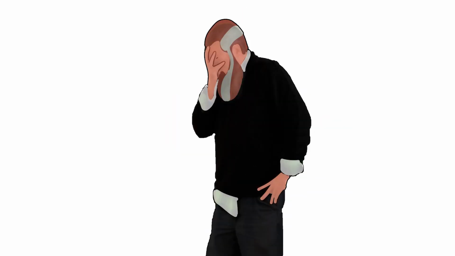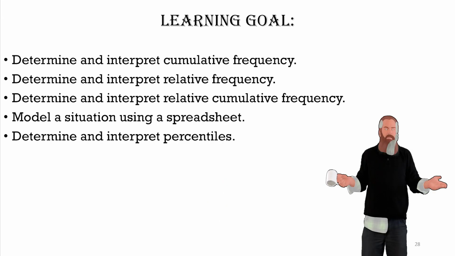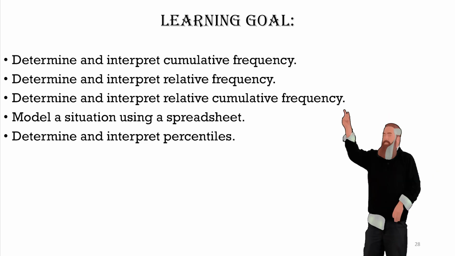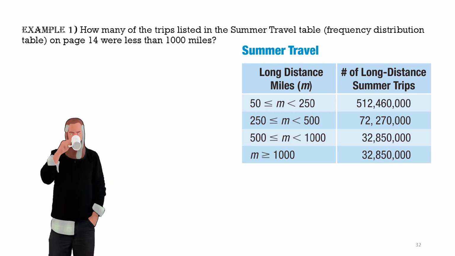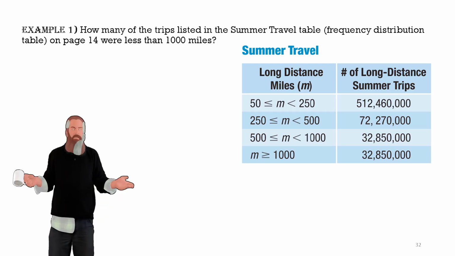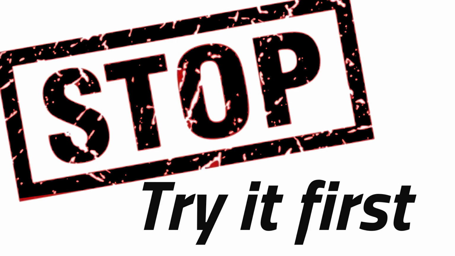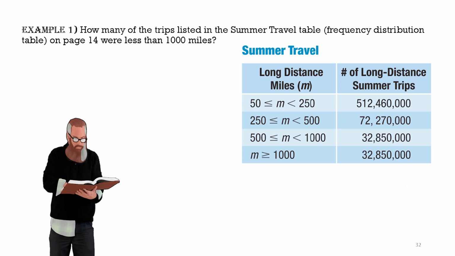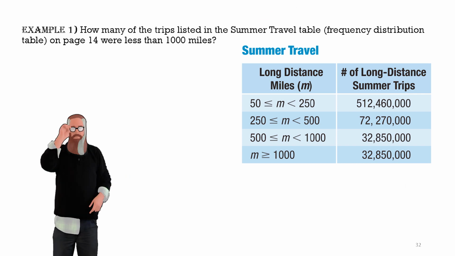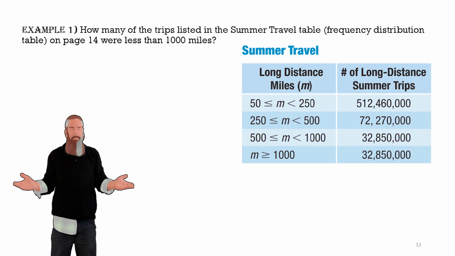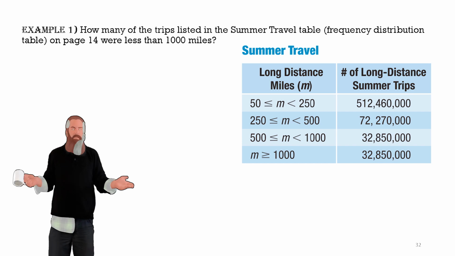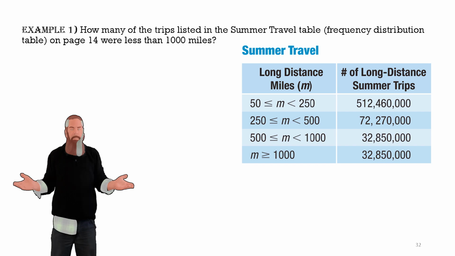Here we're going to learn to interpret and construct two new tables as we examine vacation travel and vacation travel expenses. Let's determine and interpret a cumulative frequency. How many of the trips listed in the summer travel table, or frequency distribution table, that we can see on the screen were less than 1,000 miles? In the summer travel table, the column labeled number of long-distance summer trips is the frequency. Those numbers were compiled by sorting over 650 million trips into 4 mileage categories.